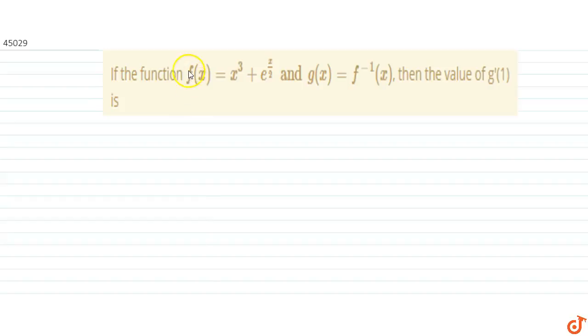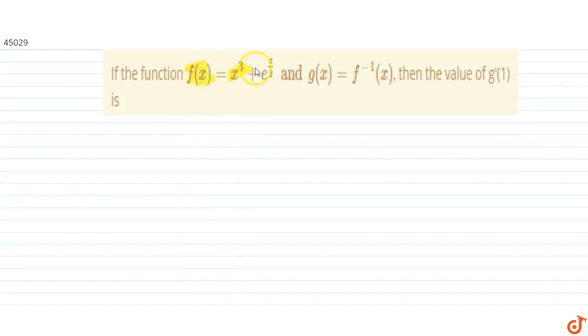In this question we are given f(x) = x³ + e^(x/2) and g(x) = f⁻¹(x), and we have to find the value of g'(1). Now see, we are given g(x) = f⁻¹(x), that is g(x) is the inverse of function f(x), so we can write g(f(x)) as x.